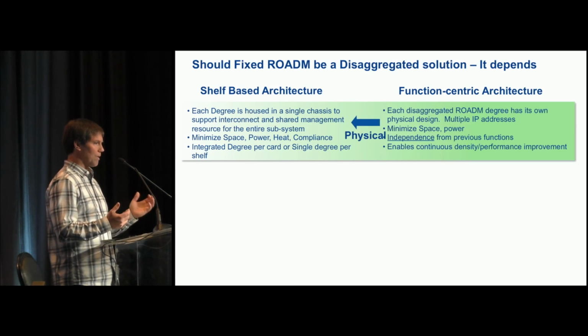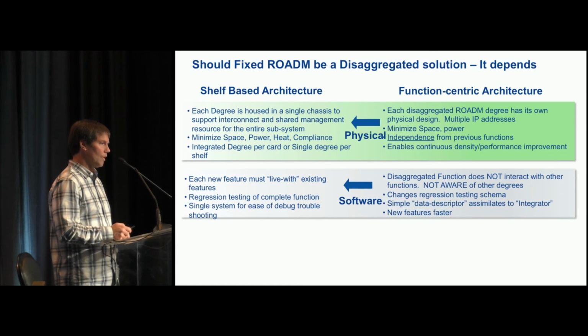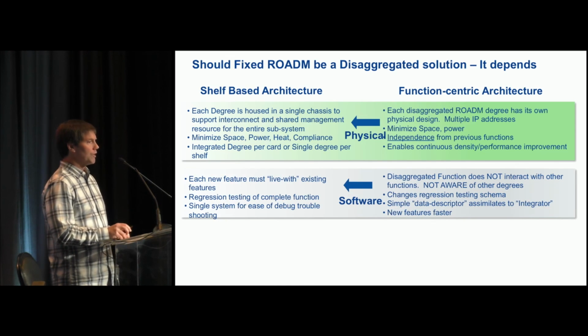So in the case of the shelf-based architecture for high-density integrated ROADM compared to single-function ROADM cards, white box if you will, with multiple IP addresses, you're probably better off to minimize space, power, as well as IP management requirements, by staying with a shelf-based architecture that is ROADM-centric.